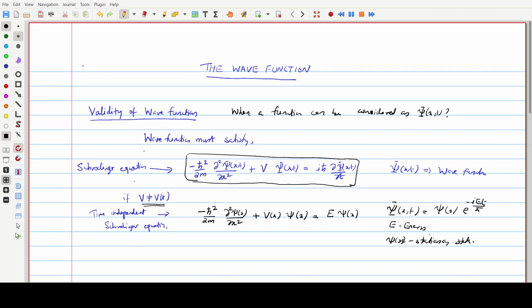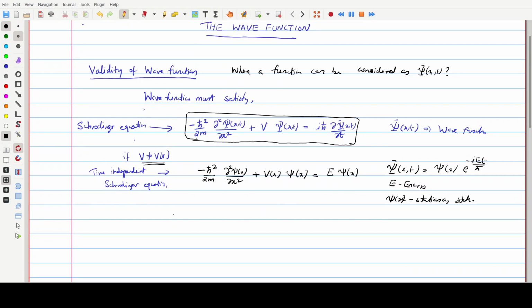Now the first property of this wave function: for any wave function ψ(x), the second derivative must exist. If the second derivative does not exist, then this equation will not be valid. So that means, in order for the second derivative to exist, the first derivative of the wave function and the wave function itself must be continuous.